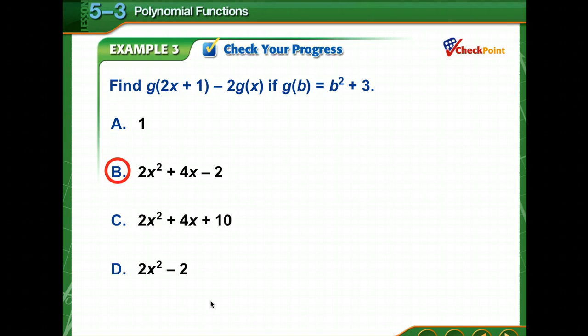All right, I got 2x squared plus 4x minus 2. When I evaluated the original function for 2x plus 1, I ended up with 4x squared plus 4x plus 4. Then when I evaluated this same function for 2g of x, I ended up with 2x squared plus 6. When I subtracted 2x squared plus 6 from the 4x squared plus 4x plus 4, I simplified and ended up with this answer. So if you didn't get that, why don't you go back and try it again.